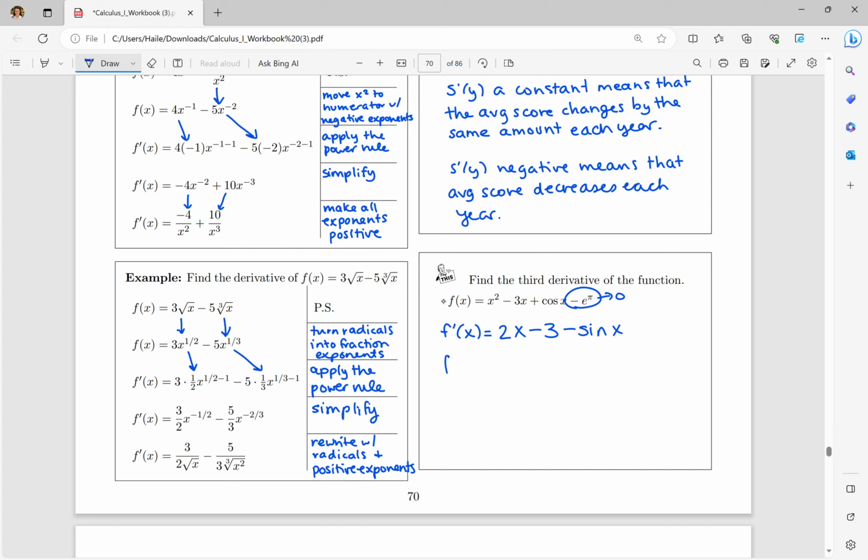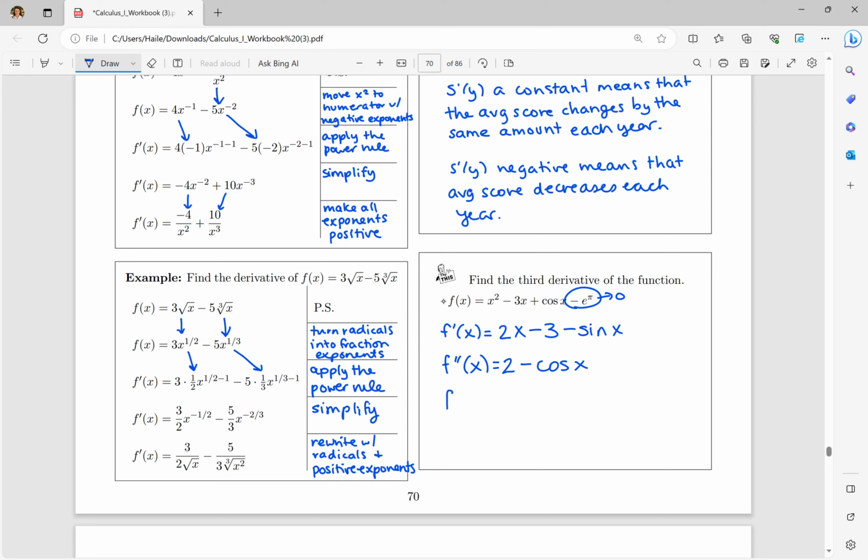Okay, let's try the second derivative. So f double prime of x. If we start with our first term of 2x, then we can use a power rule on that. So it's an understood exponent of 1. So we're still going to have the 2 because 2 times 1 is 2. X is going to disappear because the exponent will change to 0. Negative 3 is a constant, so that's just going to be 0. And then finally, negative sine of x, if we think back to our derivative table from lesson 7, the derivative of negative sine of x is going to be negative cosine of x. Okay, so that's f double prime, 2 minus cosine of x.